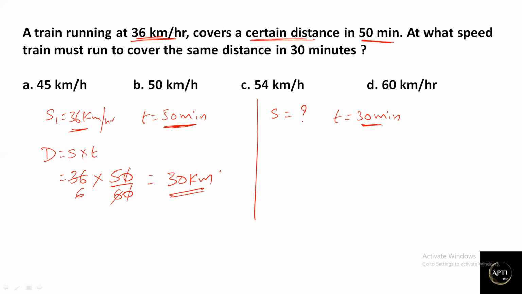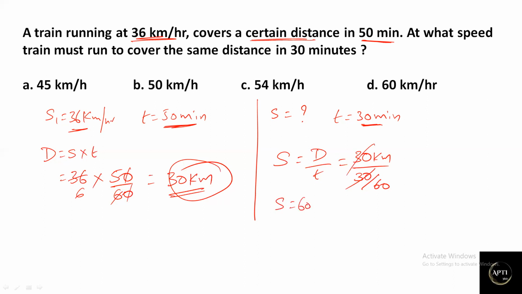To travel 30 kilometers in 30 minutes, what will be the speed of the train? That's the question. Speed is equal to distance by time, right? Distance is 30 kilometers divided by time. Time is 30 minutes, so 30 divided by 60 hours. Then only you will get the answer in kilometers per hour. Options will be in kilometers per hour, right? So 30 will get cancelled. Speed is equal to 60 kilometers per hour. So which option is correct? Option D, 60 kilometers per hour.